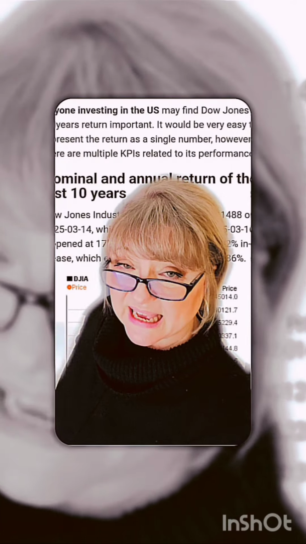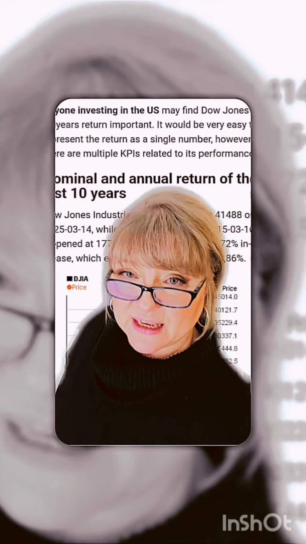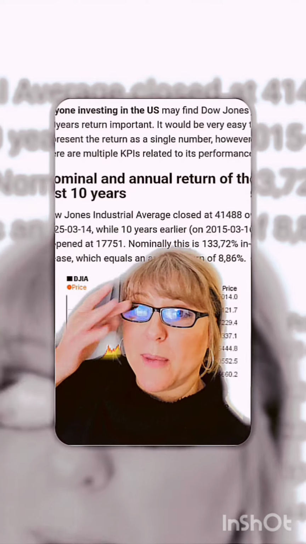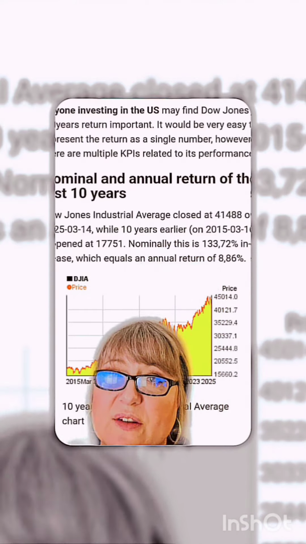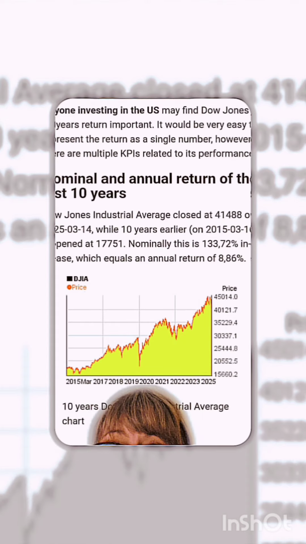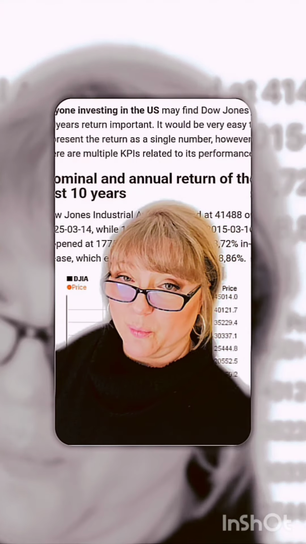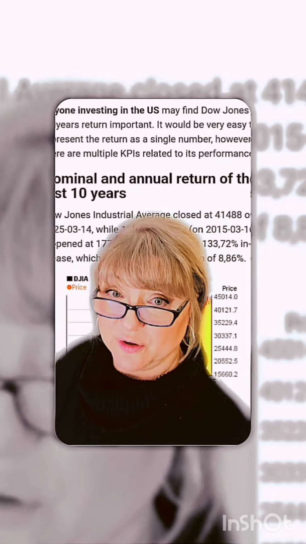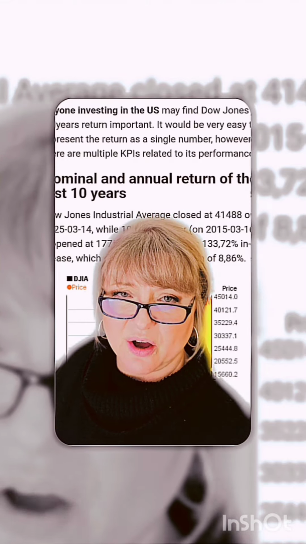It is the 10-year average of the Dow Jones Industrial Average, and it will show that on March 14th, 2025, we closed at 41,488. And then March 15th, 2015, we opened at 17,751. Now, as you can see, that's a whole lot lower than where we have been today and in the last handful of years. We closed at 37,000, I think, on Friday.